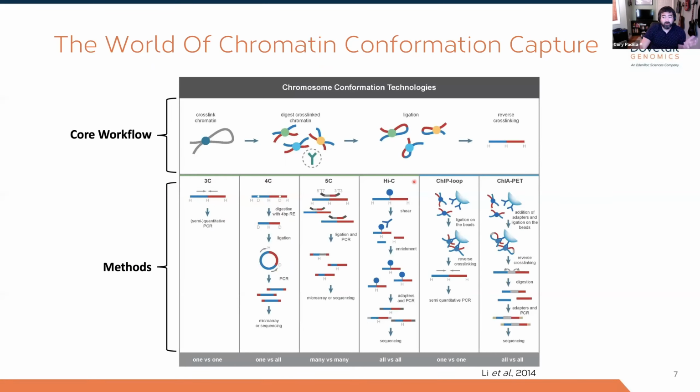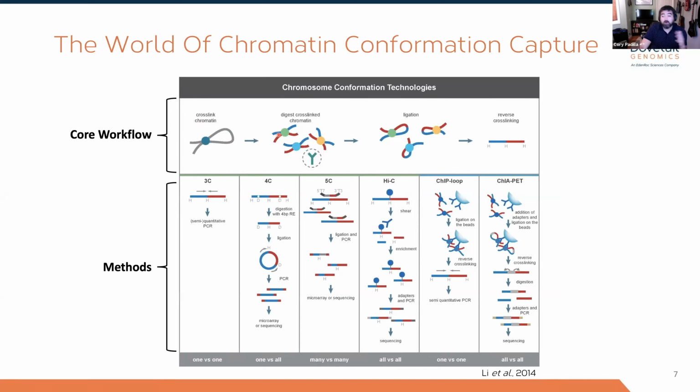This has been around for about 20 years-ish, give or take. But it all kind of starts with the same core workflow where you start with cross-linked chromatin, and then that chromatin is digested. Historically, that's been done with restriction enzymes or a mix of restriction enzymes. We're going to talk about how that's probably not the best way to move forward with this assay.